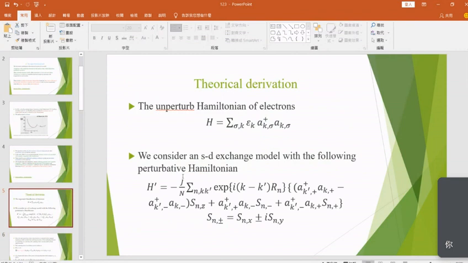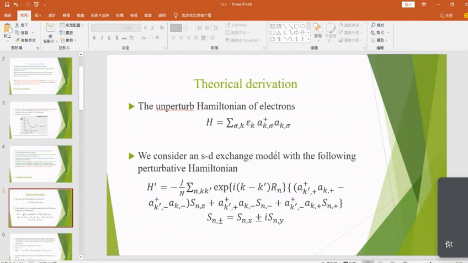The first is the electron Hamiltonian, which is perturbed, and is like this term. Here A dagger is the creation operator, and A is the annihilation operator. But we need to introduce the perturbed Hamiltonian, which describes the electron scattered by the magnetic impurity.